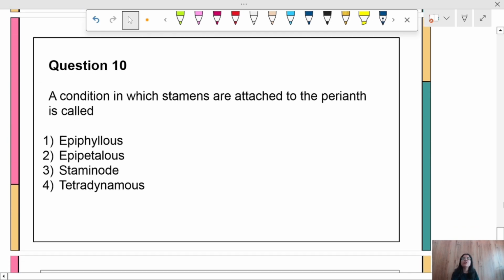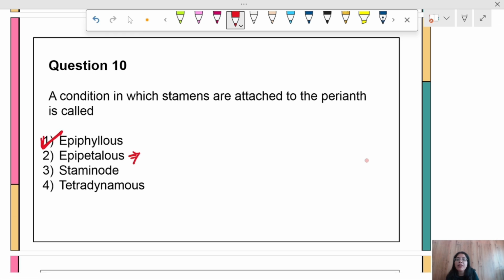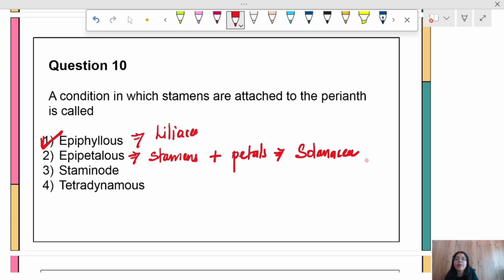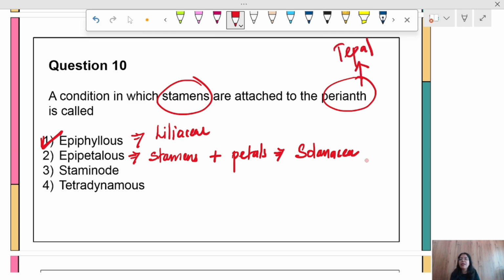Okay, a condition in which stamens are attached to perianth is called what? It is called epiphyllous, right? Epipetalous condition is what? When the stamens are attached to petals. Okay, this condition is there in brinjal family Solanaceae. And epiphyllous condition is present in Liliaceae family, where the stamens are attached to perianth. What is the single unit of perianth? Tepal. Okay. Staminode means sterile type of stamens.